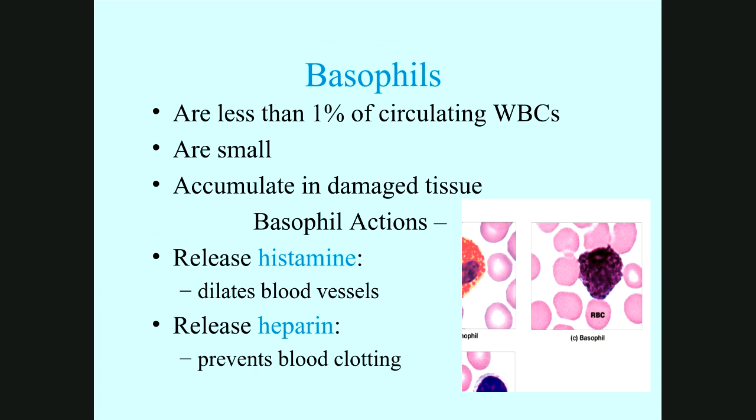Next, basophil. They represent 1% of circulating white cells. They are small compared to the other white cells. They release histamine and heparin, which prevents blood clotting, and they also have a granulated cytoplasm.